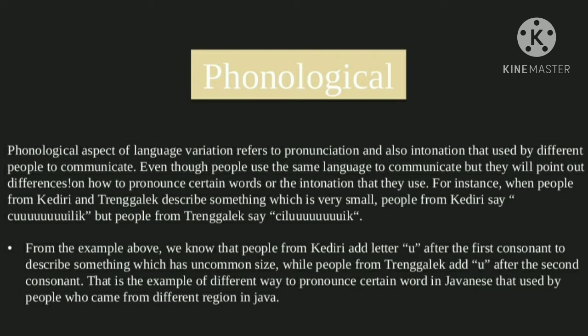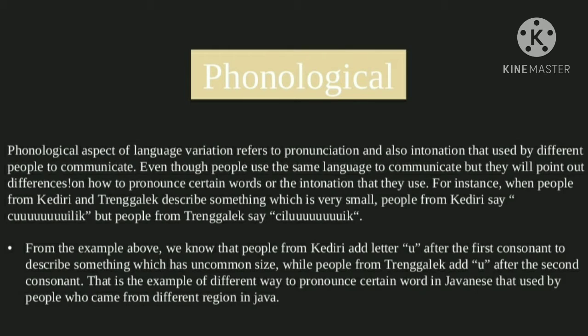The phonological aspect of language variation refers to the pronunciation and intonation used by different people to communicate. Even though people use the same language, they will show differences in how they pronounce certain words or the intonation they use. For instance, when people from Kediri and Trenggalek describe something very small, people from Kediri say cuilik, but people from Trenggalek say ciluik.